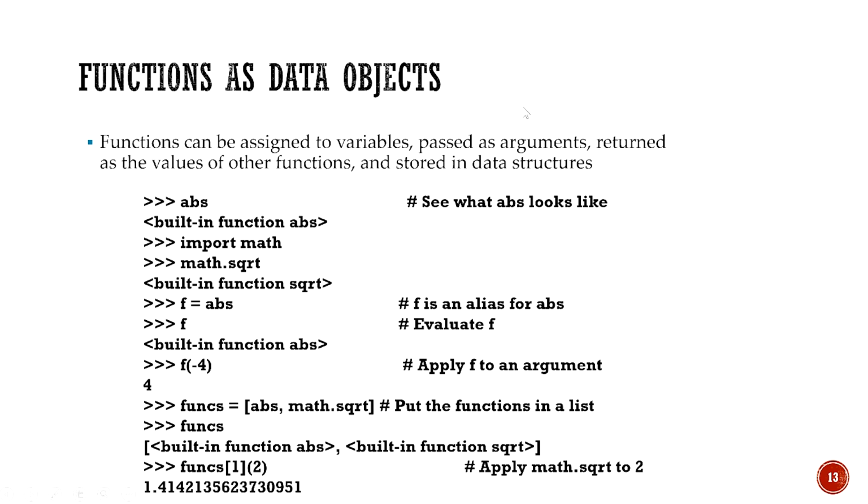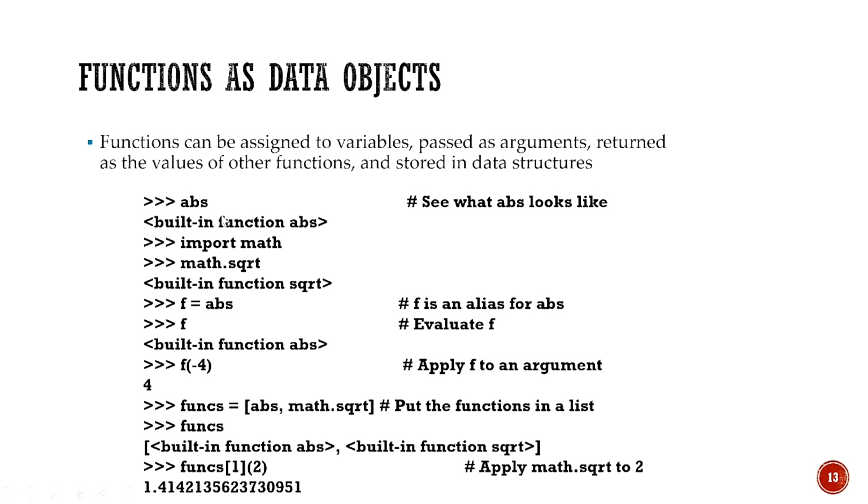Functions as data objects. Functions can be assigned to variables, passed as arguments, returned as the values of other functions, and stored in data structures. We can have a list which represents different functions. So here you can see several examples. abs, we worked with this function before under the math module, which returns the absolute value.